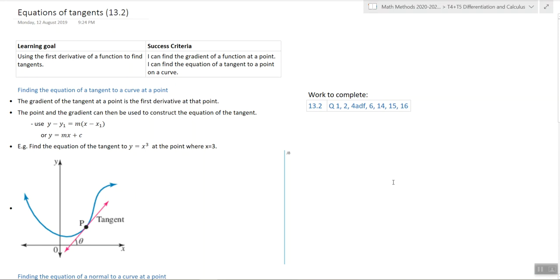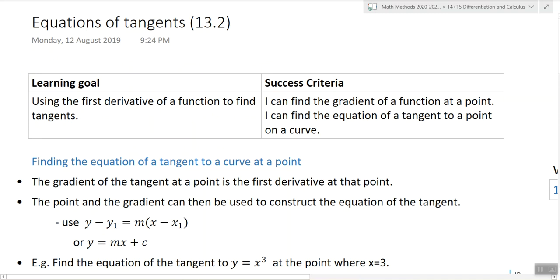So, you know now the basics of derivatives. Now we're going to start applying it to actual useful things, okay? So the first thing we're going to do today, or in this series, is the equations of tangents. So we're going to use the first derivative of a function to find a tangent. That's our main thing today. The gradient of the tangent is the first derivative at that point. So the instantaneous rate of change.